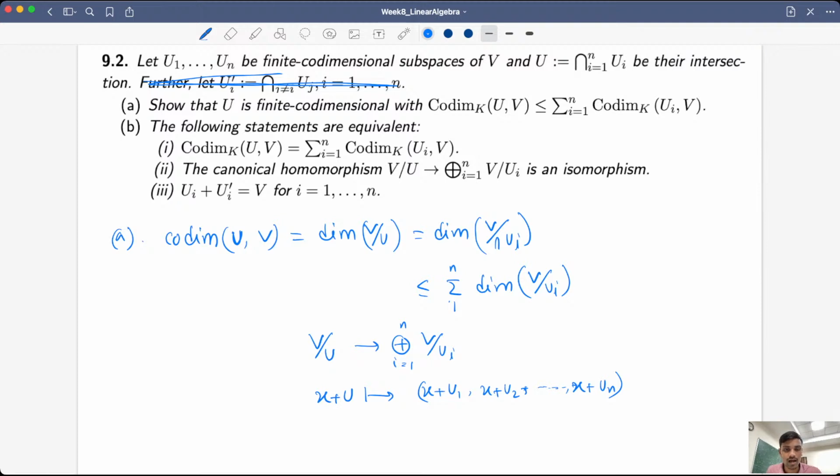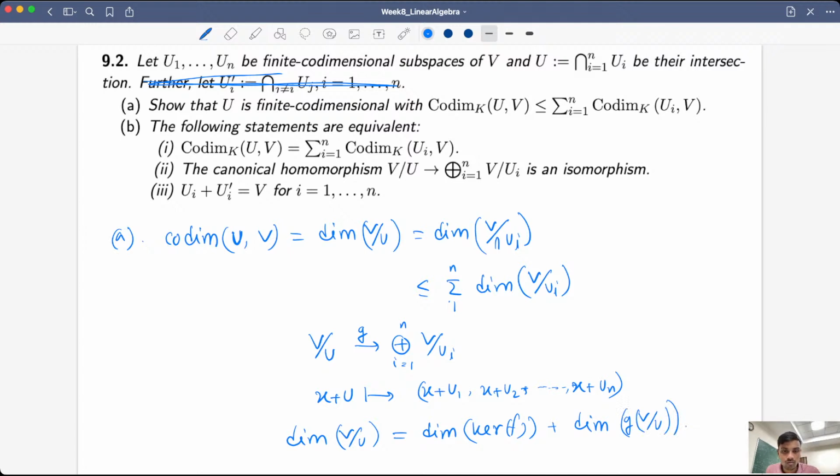And now comes the dimension part. If this map were onto, you just apply the rank nullity theorem here. Suppose this map is G. The dimension of V mod U equals the dimension of the kernel of G plus the dimension of the image of G, G of V mod U.